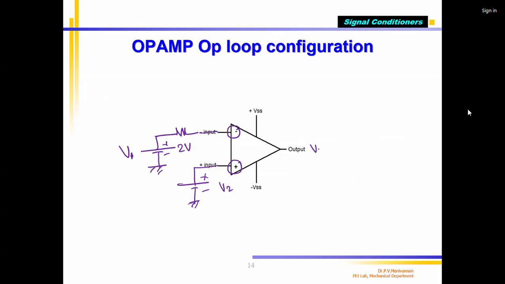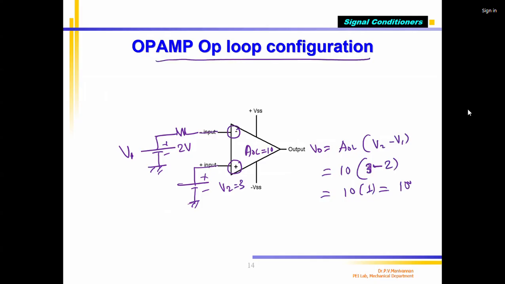What is the output V0? I say AOL equal to 10, but I know that it is 10 power 6. For understanding, I'm always keeping a small number. Okay, we'll see that. V0 equals AOL times (V2 minus V1). So in that case, 10 into 2, this I told is 3 volts. Correct? 3 volts minus 2 volts equals 10 into 1. 10 volts will be the output voltage. Correct? This is called open loop configuration.